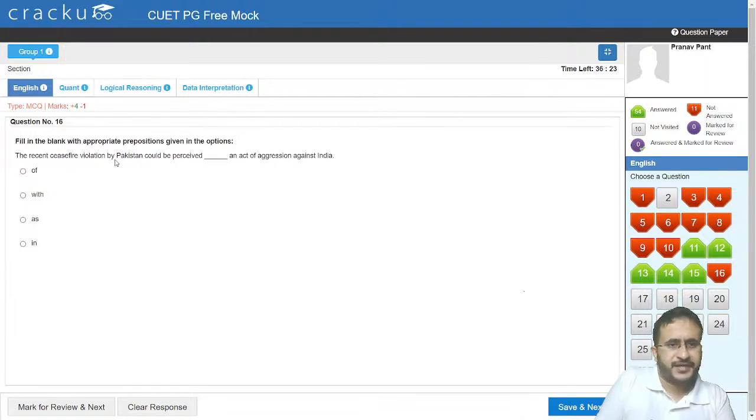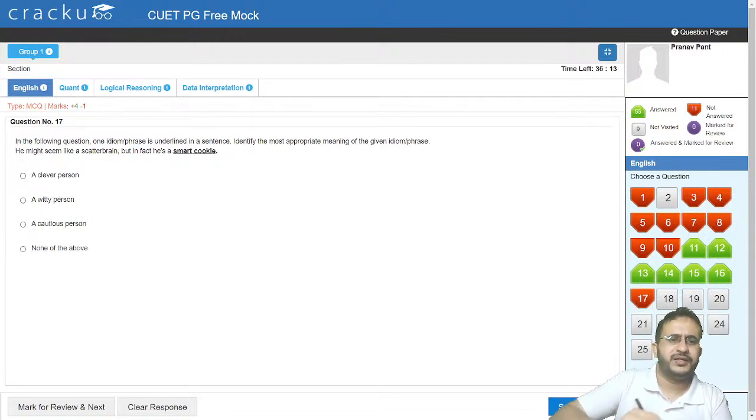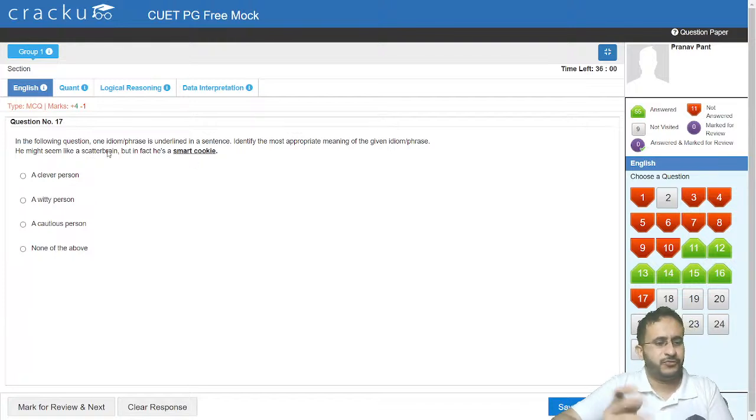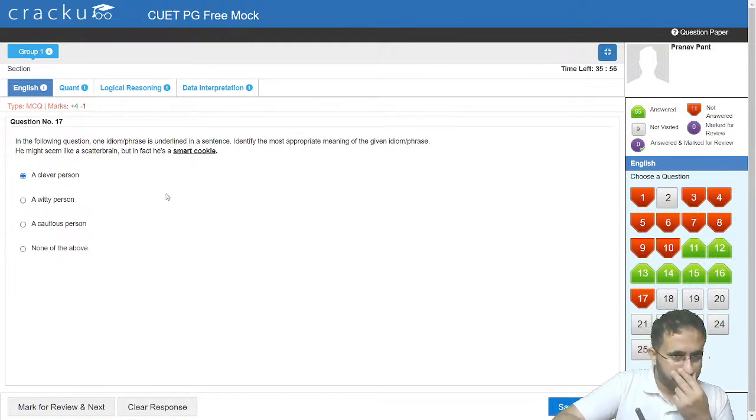The recent ceasefire violation by Pakistan could be perceived as something. Okay, so this looks like an easy one. The English level will usually be like this, except for a few questions. He might seem like a scattered brain, but in fact, he's a smart cookie. Smart cookie here would mean a clever person. Scattered brain means someone who looks like a fool, but he is a clever person.